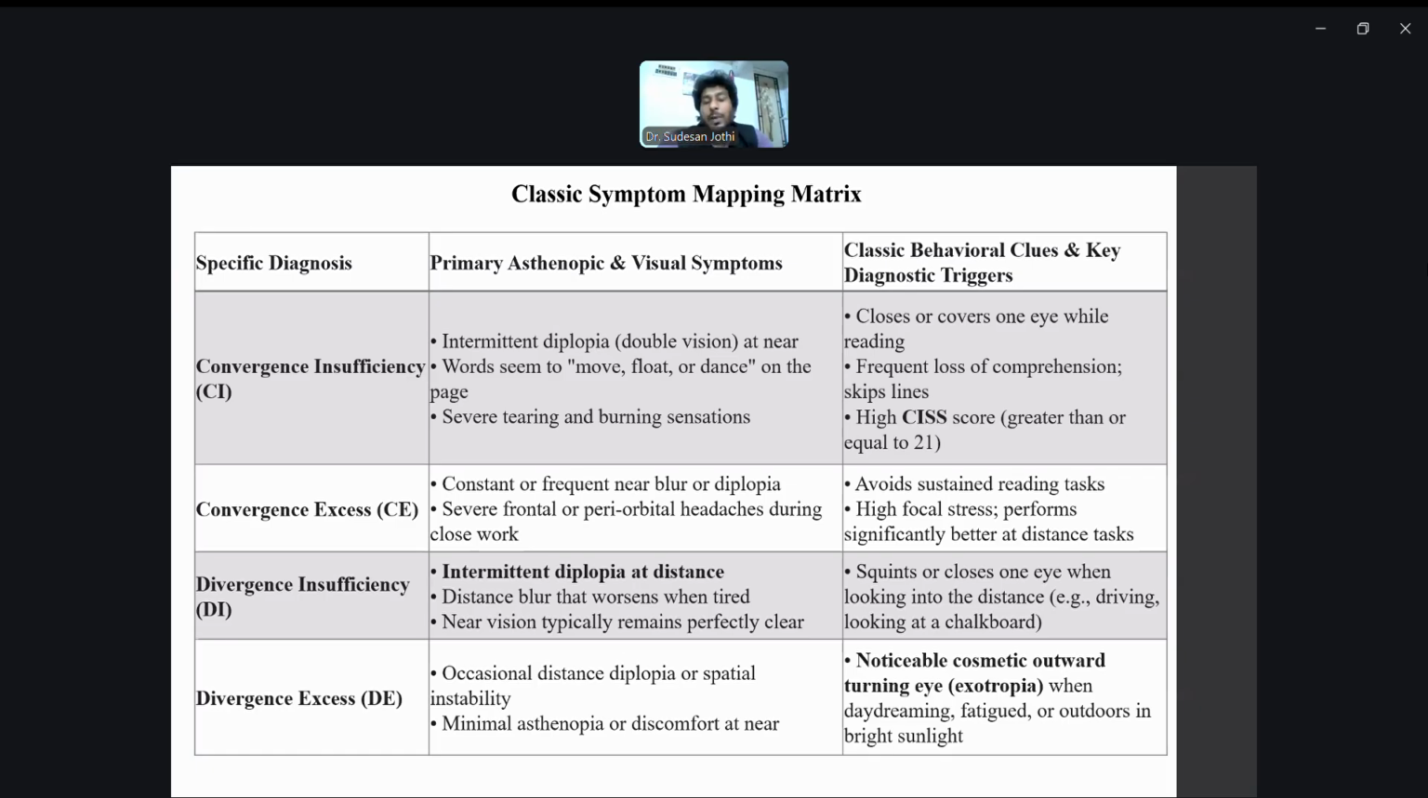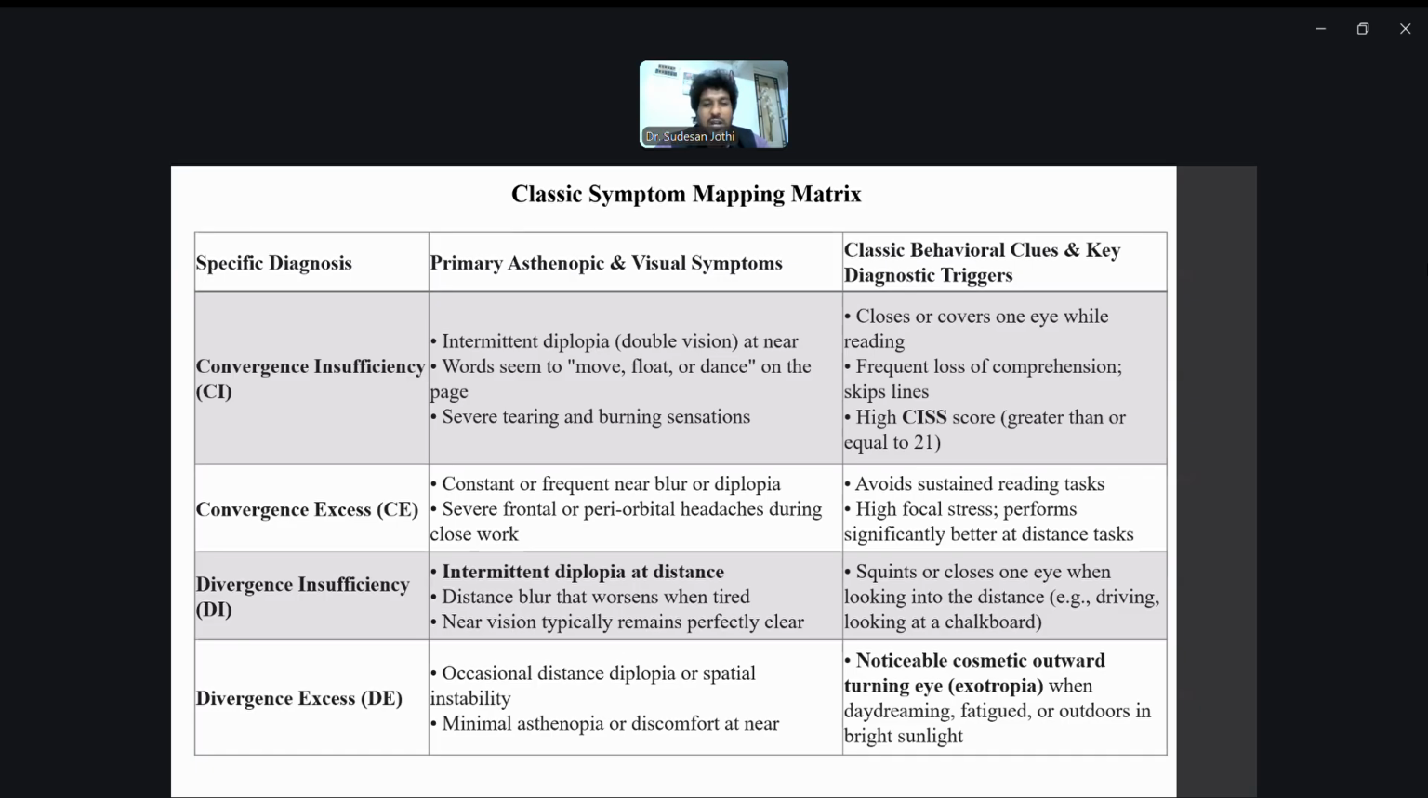And this is the symptom mapping of vergences. This slide focuses on the symptoms associated. You can clearly see that the symptoms have been mapped with the specific condition. There is a high CISS score, which is greater than or equal to 21. This slide focuses on symptoms associated with the vergence anomalies.